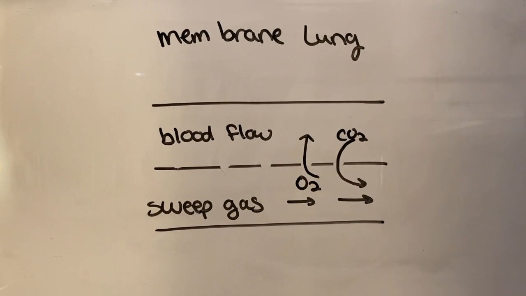The sweep gas flow rate doesn't affect oxygenation unless the sweep gas is turned off. But as long as the sweep gas is on, the membrane lung will fully saturate hemoglobin at most sweep gas flow rates, and additional changes in sweep gas flow rate will have minimal effect on oxygenation.